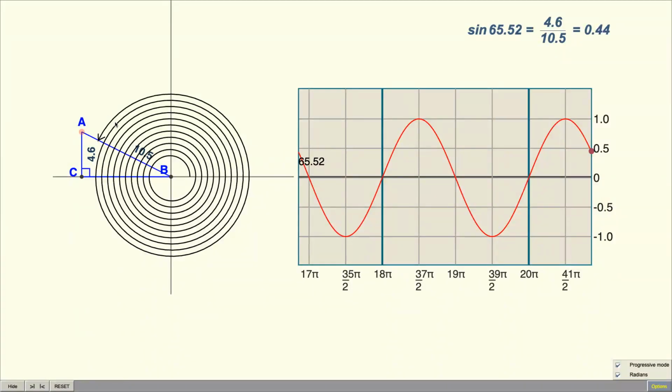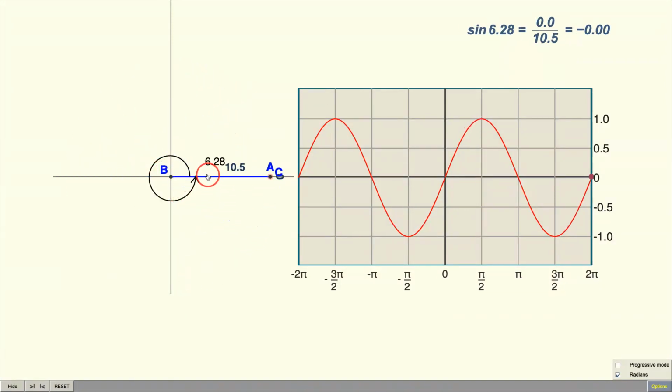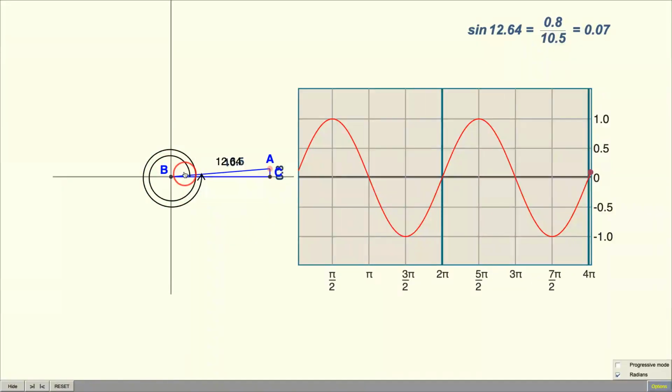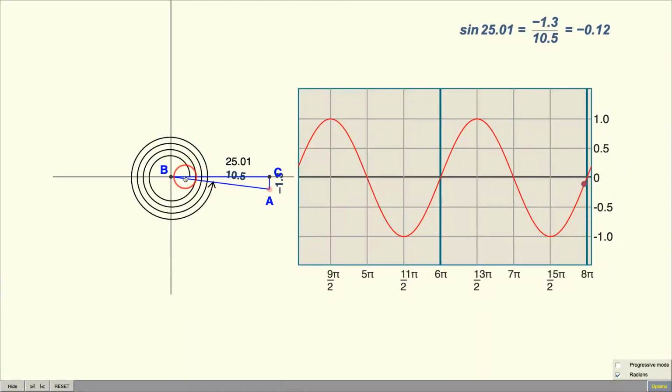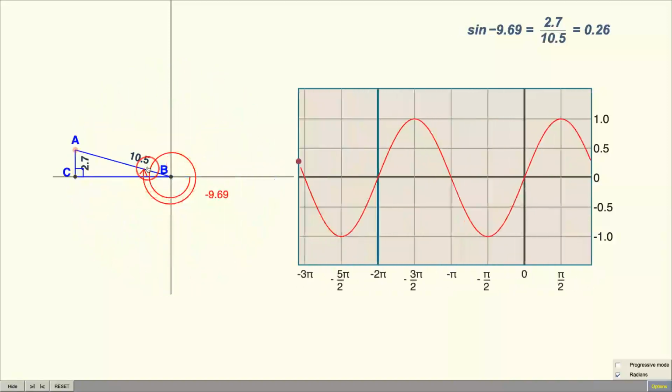It repeats how often? It repeats every 360 degrees. It repeats every 2 pi. So if you look at that, 2 pi there it stops. And then if I keep going, up to 4 pi, now it's repeated again. And it repeats again. And it repeats again. So it's repeating every 2 pi. Backwards as well. Let's rewind it. And back we go.